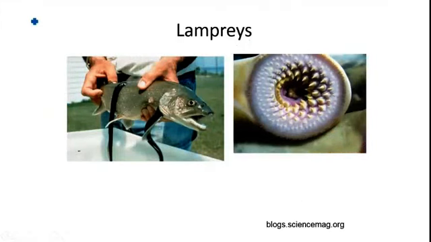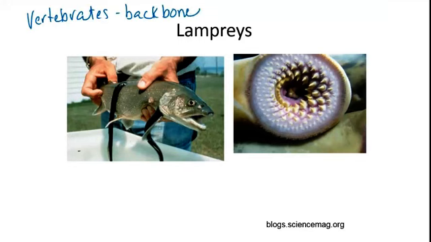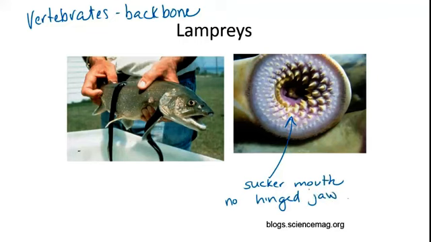So vertebrates do have a backbone. The first couple of these groups are groups that you're probably not very familiar with. The first group of these has a mouth that's like a sucker. So we'll call it a sucker mouth. And notice that it looks very different from our mouth, and that's because it has no hinged jaw. It has an opening that's a mouth, but it doesn't really have a jaw.